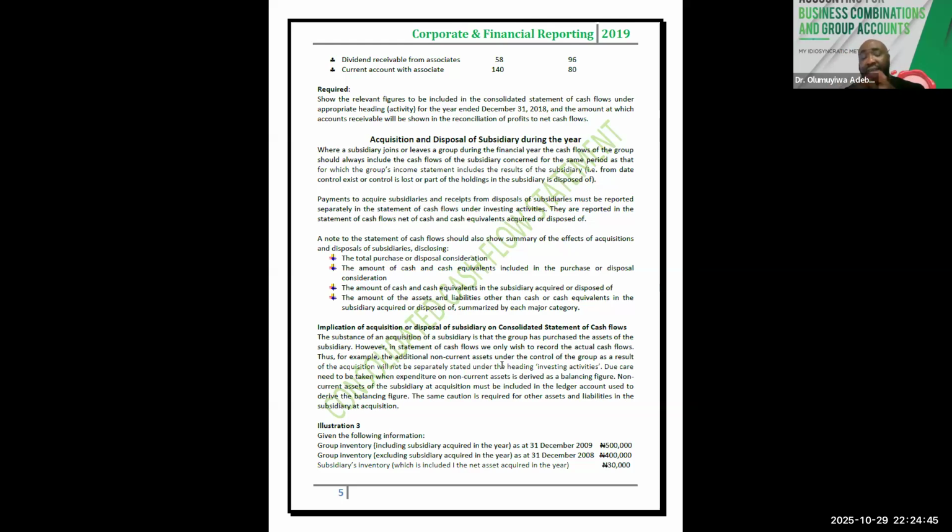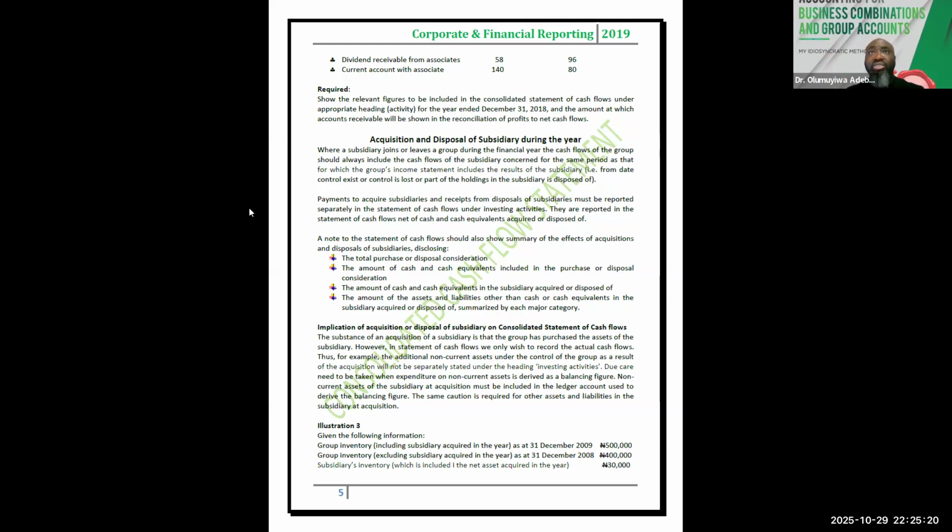Conversely, at the beginning of the year, you have the parent and one subsidiary, and at the end of the year, you close out with one parent and two subsidiaries, which signifies that during the year, there's an addition of one subsidiary. The question then is, what impact would that have on our statement of cash flows? And that's what we want to discuss.